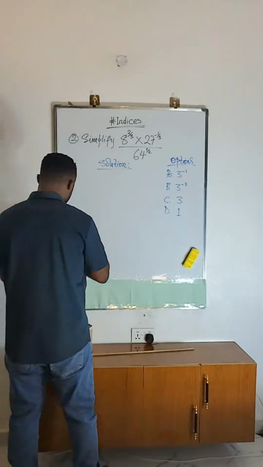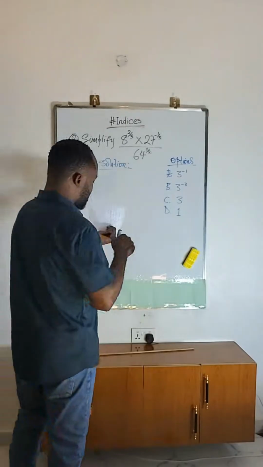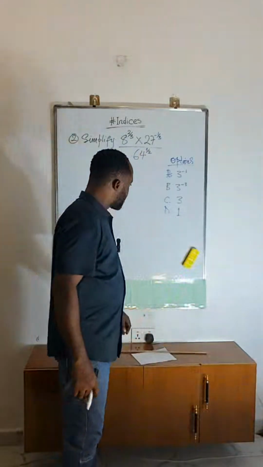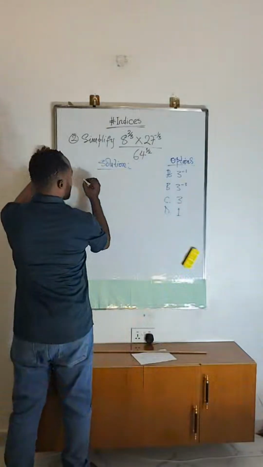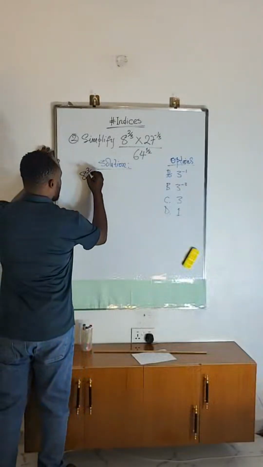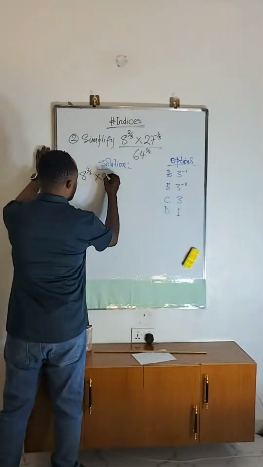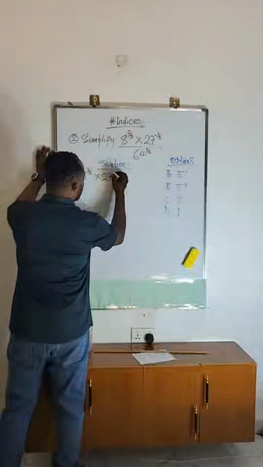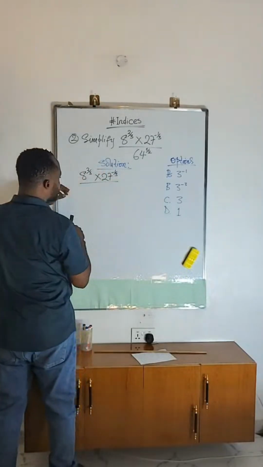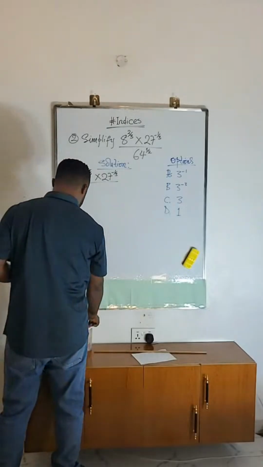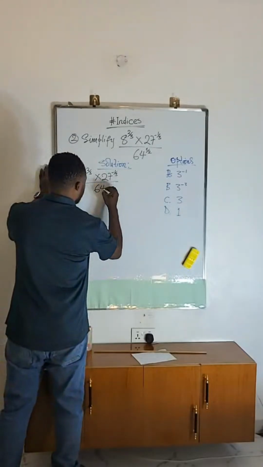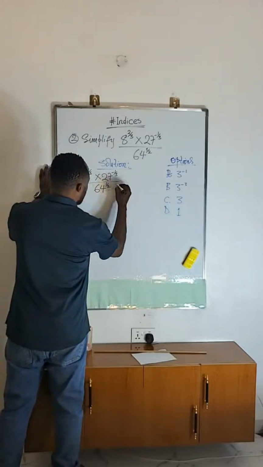So let's quickly look at the solution to that question. You have the question as 8 raised to the power of 2 over 3 multiplied by 27 raised to the power of minus 1 over 3, all over 64 raised to the power of 1 over 2.